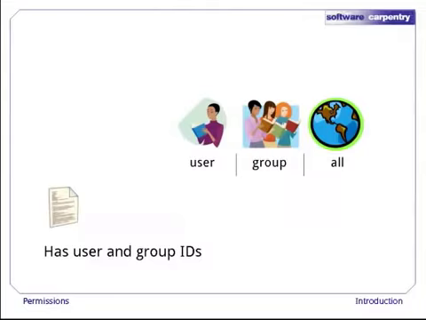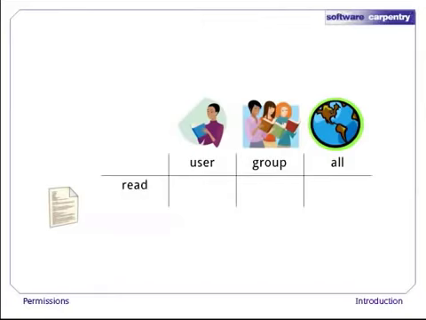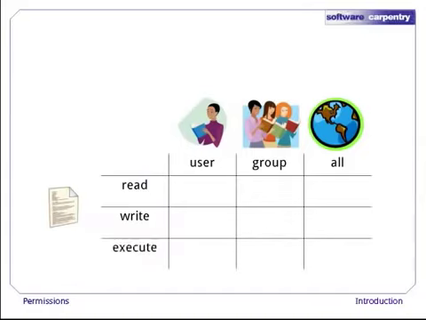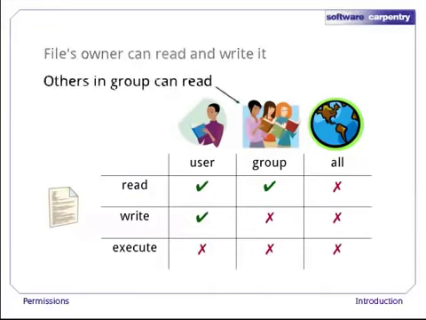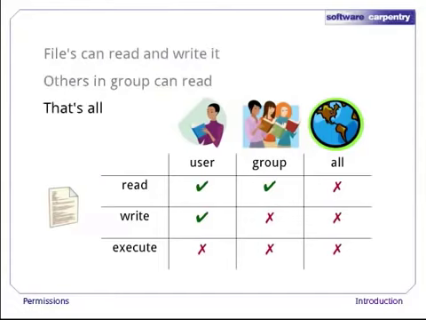For each of these three categories, the computer keeps track of whether people in that category can read the file, whether they can write to it, i.e. modify the file, and whether they can execute it, i.e. run it if it's a program. For example, one file's permissions might be on or off as shown in this table. This means that the file's owner can read and write it, but not run it. Other people in the file's owning group can read it, but not modify it, and nobody else can do anything with it at all. Let's have a look at this model in action.